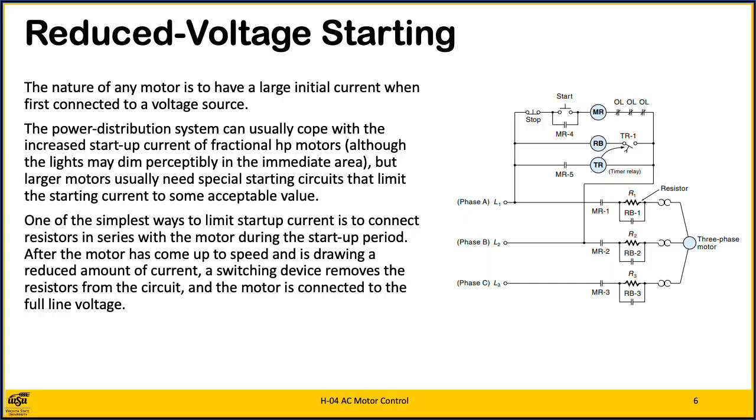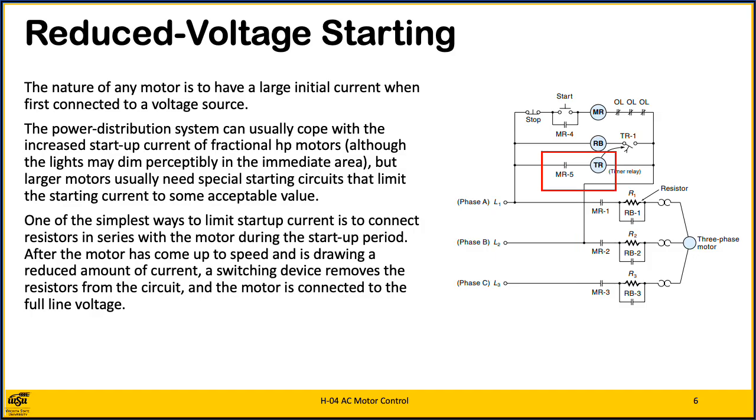This circuit diagram shows a reduced voltage starting circuit for a three-phase motor. Notice the presence of resistors R1, R2 and R3 in series with the motor power lines. Also notice that each resistor is bypassed by a relay contact. When the start button is pushed, the MR relay coil is energized. In turn, MR1, MR2 and MR3 close. This action connects the motor to the power lines, but the current must go through the resistors.